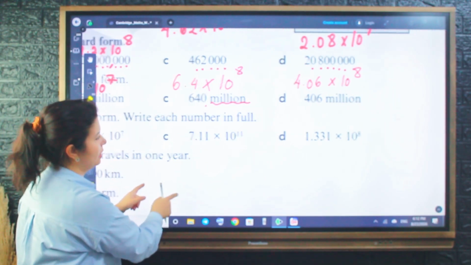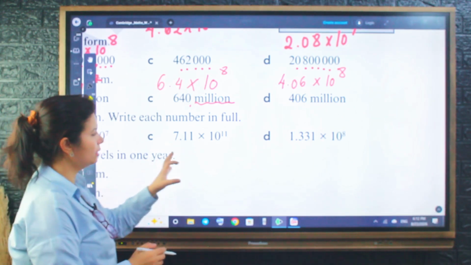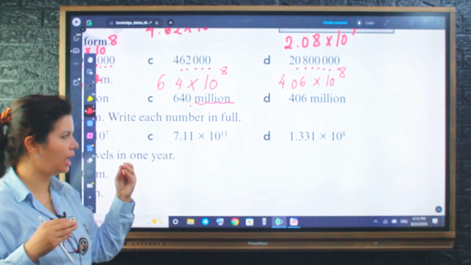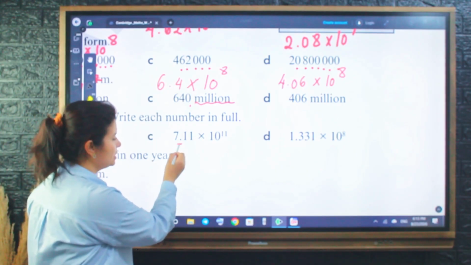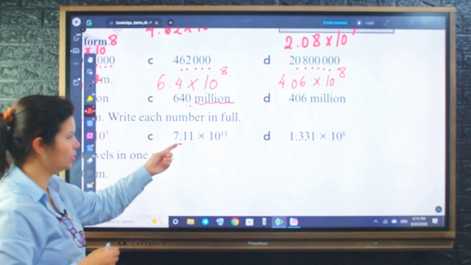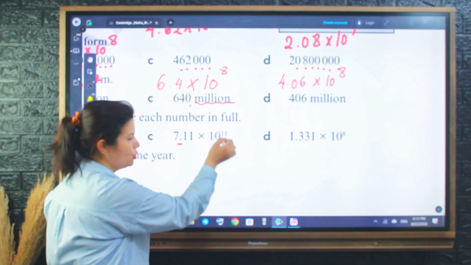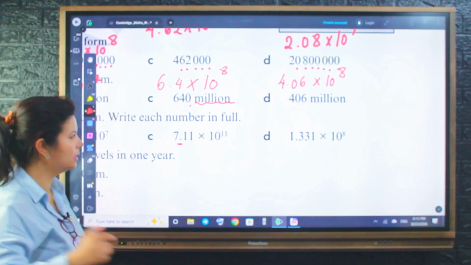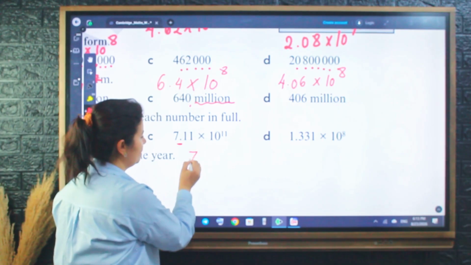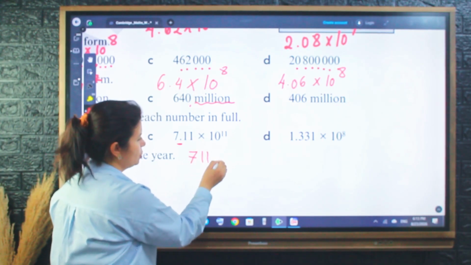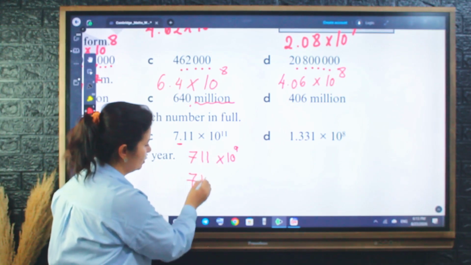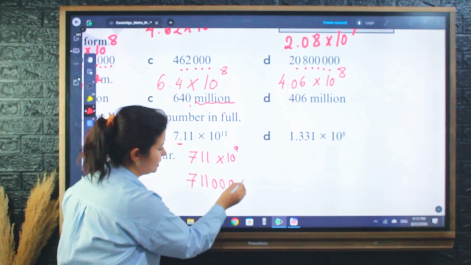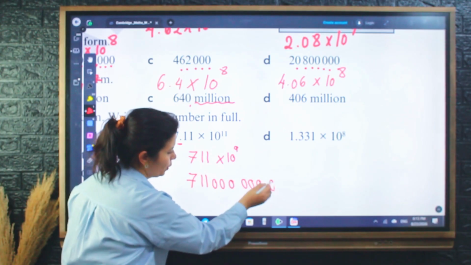Okay, guys, here. I have a trial here. We can remove the decimal point by 2 power. So it's going to be here 7.11 times 10 raised to 9. So here we have the number and 9 zeros. Wow.